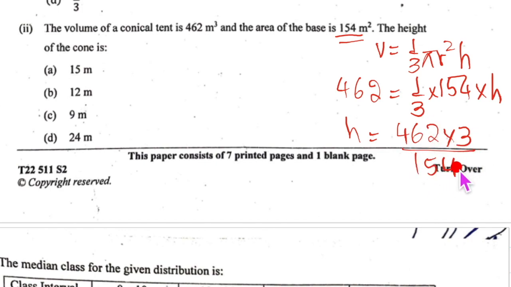Now can you see, 4 threes are 12, and 5 threes are 15, plus the carried over 1 is 16. So this is going 3 times, and our height is 9. So our answer is C, that is 9 meter, not centimeter.